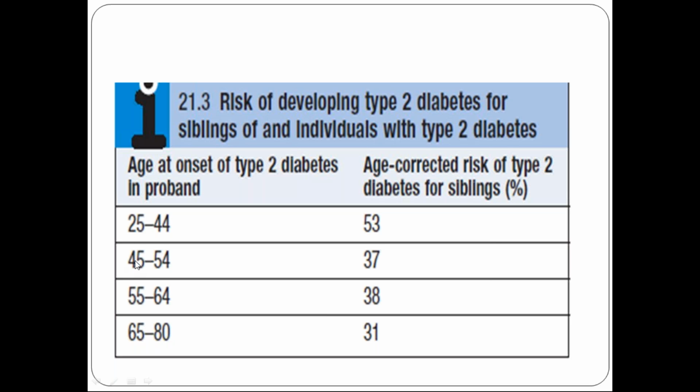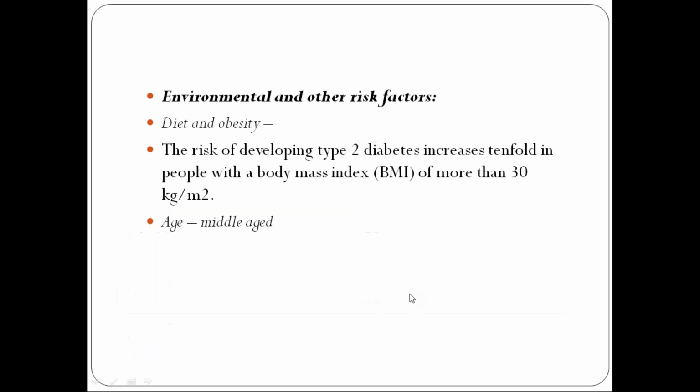If they develop diabetes at 45 to 54, only 37% of their siblings can get diabetes. And if the patient develops diabetes at 55 to 64 years of age, only 38% of their siblings can get diabetes. If he develops diabetes at the age of 65 to 80 years, only 31% of their siblings can get diabetes. So what are the environmental and other risk factors?